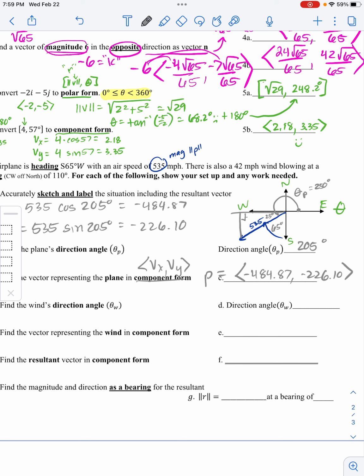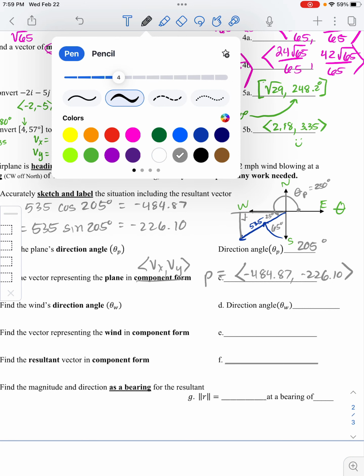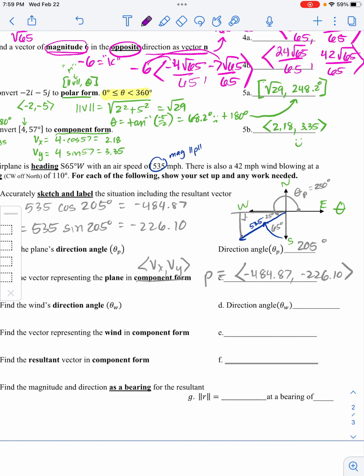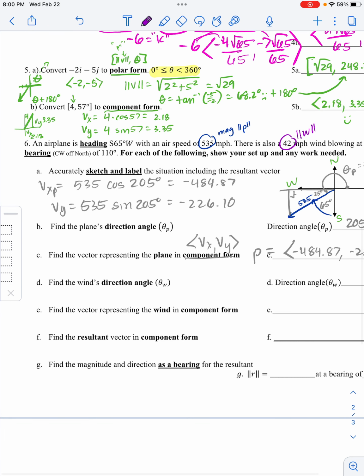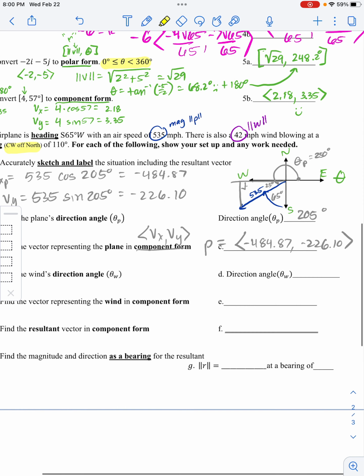So you know that there's a wind coming because that's how these problems always work. And everybody knows that wind is purple. So my wind is 42 miles an hour. So that is the magnitude of my wind. This one is blowing at a bearing. And this teacher put a nice little reminder here for you that that's clockwise off north of 110. Okay, so let's go draw that.